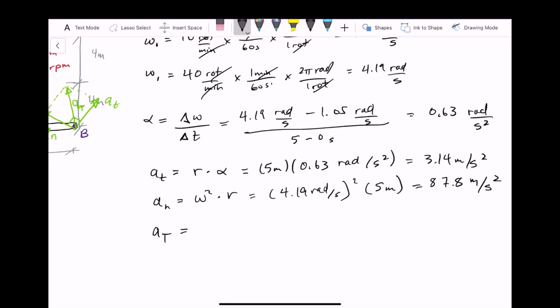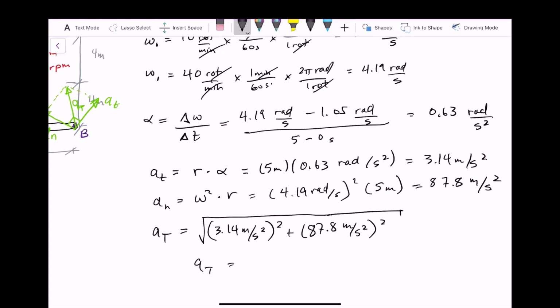So our total acceleration then is going to be 3.14 meters per second squared, squared, plus 87.8 meters per second squared, squared. And our total, since we have a very large number, 87.8, and a very small number, when you're using the Pythagorean theorem, you'll find that it will always be bigger, but since we have one way bigger than the other, it'll be very close to that larger number. So we actually end up with 87.9 meters per second squared. So clearly the normal acceleration here drives the total acceleration.